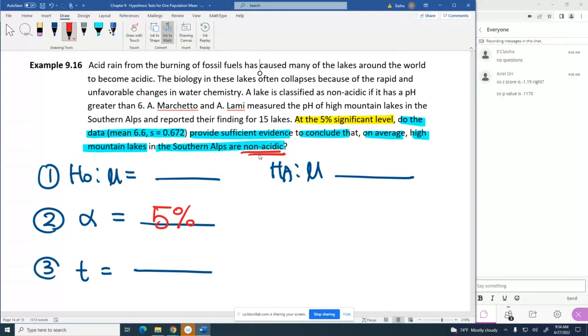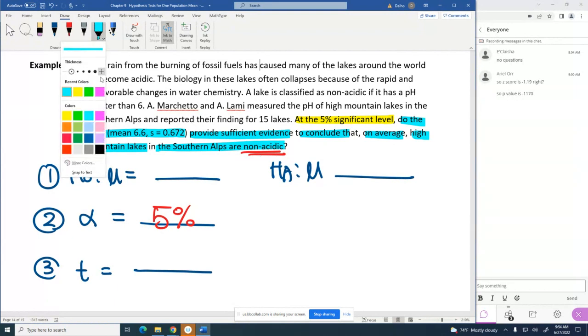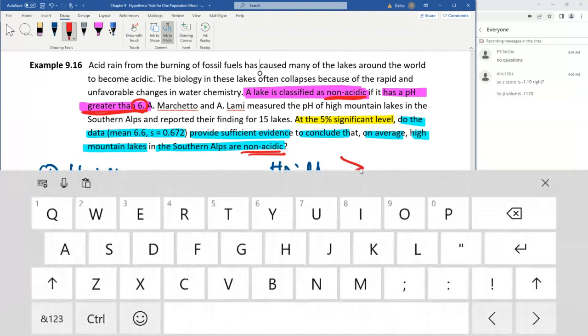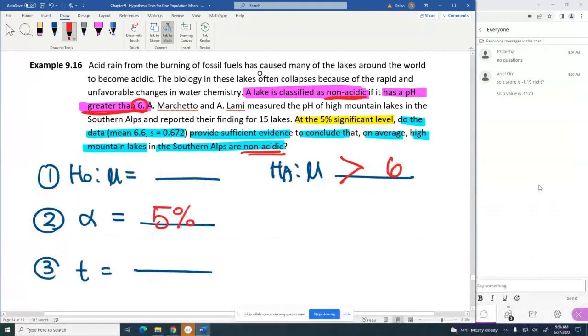Did you read the example? That's on average. Please read the example carefully. Are non-acidic, so it's high. The lake can be classified as non-acidic when pH is greater than 6. Non-acidic, greater than 6.